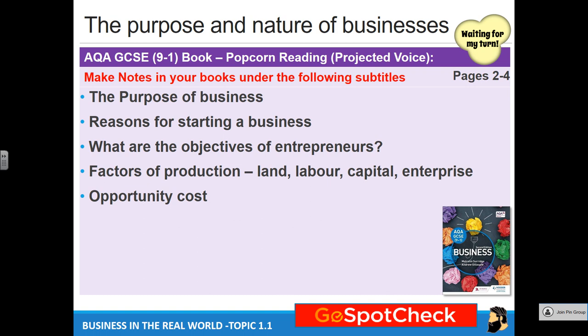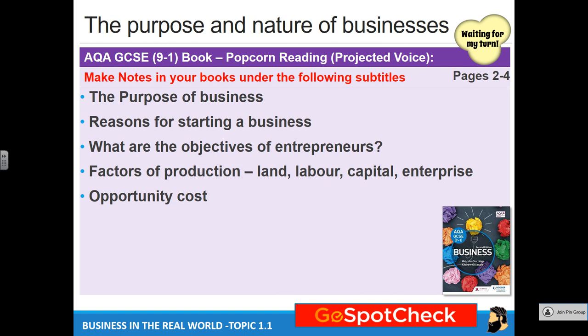You need labor. Labor, boys and girls, is the skills and the number of people that you have. It's the people who work for you. How many do you have? How skilled are they? Are they experienced? What kind of qualifications do they have? Are they the right people? Capital. This could include the equipment used to provide the goods or services, such as machinery and equipment. And enterprise. Now, this is all around the skills of the people involved in the business to identify business opportunities and bring together resources to meet these opportunities.